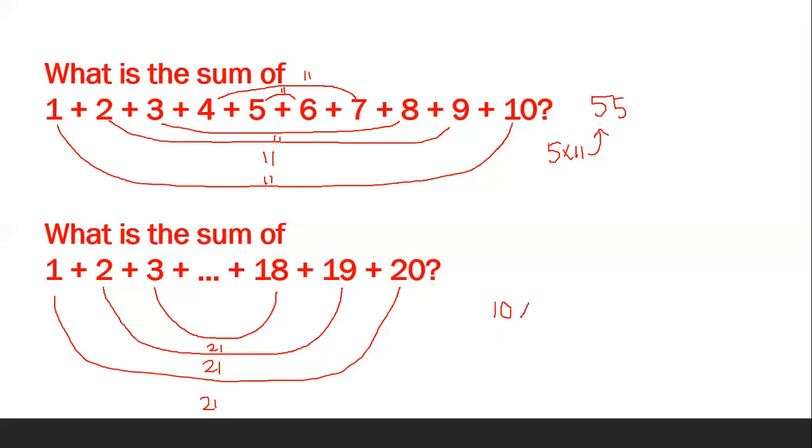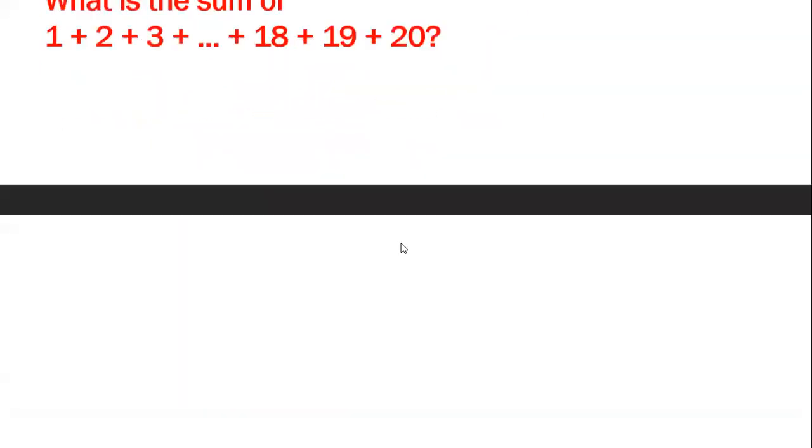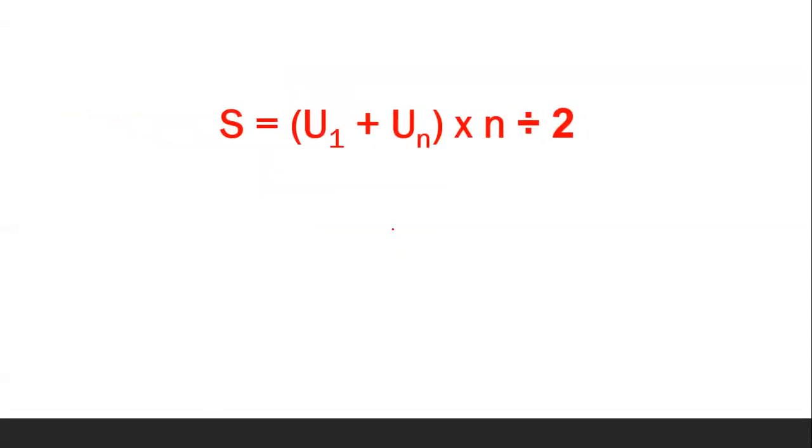Okay, so there are 10 pairs of 21. So what is the sum? That is equal to 210. This is the sum. All right. That helps us count the consecutive numbers, doesn't it? Now, it can be simplified to this formula: u1 plus un times n divided by 2.